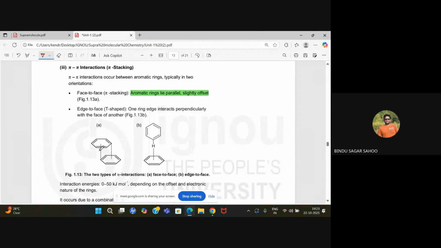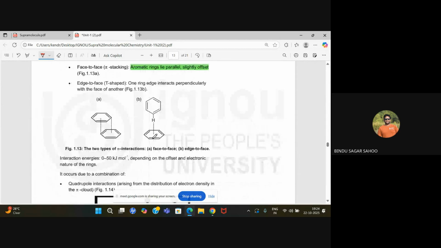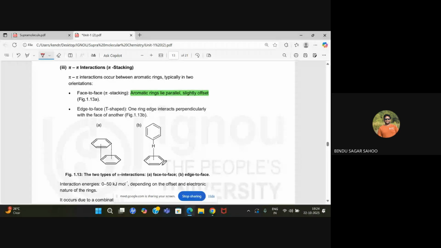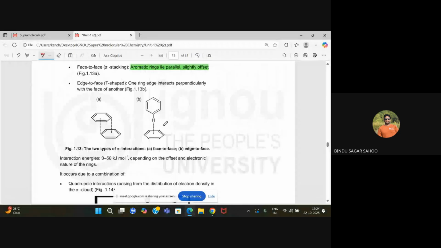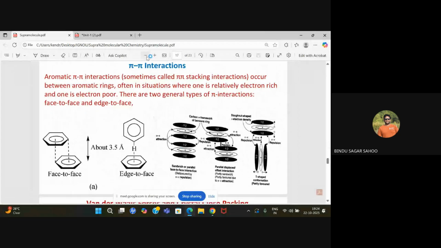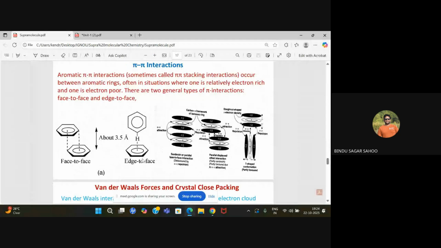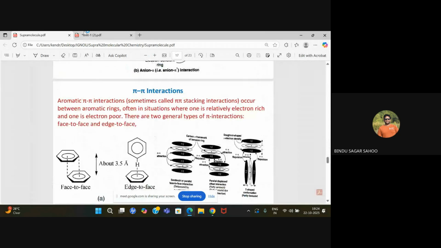These pi interactions are also of two types: face to face interaction, and this is called edge to face. These types of interaction are generally observed in graphite. This is called pi stacking. In this type of interaction, this is called T-shaped interaction, or I can say edge to face interaction. So you can see here these are the examples: face to face, edge to face. Okay. So these are generally observed in graphite.